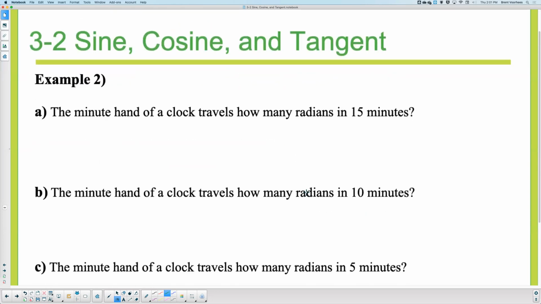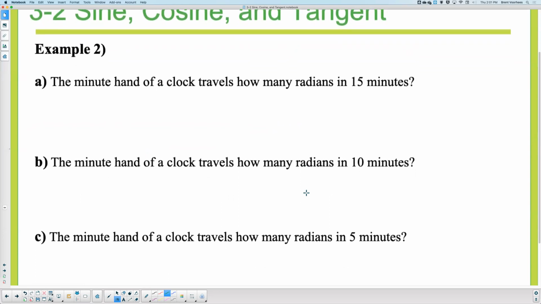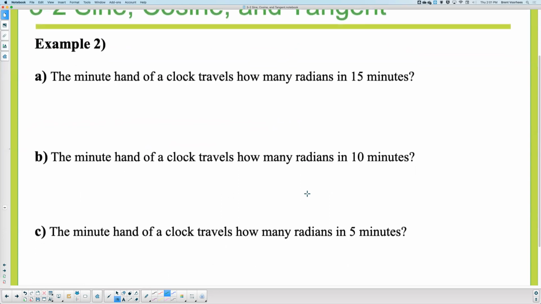Now, let's use some words to describe this. All right, so it talks about here on example 2, the minute hand on a clock. So if you think of a clock, I'm just going to draw a circle for a clock. Remember, a clock has a short hand for hours. And I'm just going to put the hour hand right here. We'll just say it's about 2 o'clock.